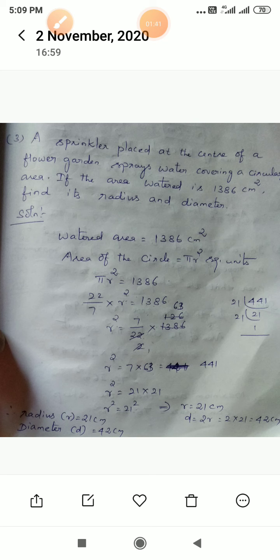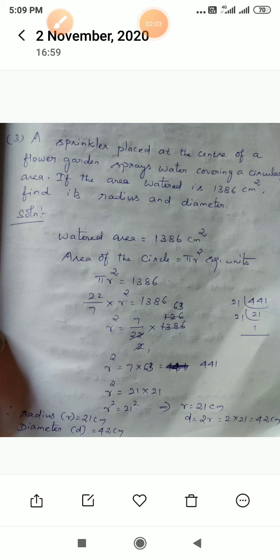Now we divide 1386 and 22 by the 11 table. We get the answer 63. Now multiply 7 and 63. We get the answer 441. 441 is a perfect square. We divide these numbers into two factors, 21 into 21. R square is equal to 21 square.